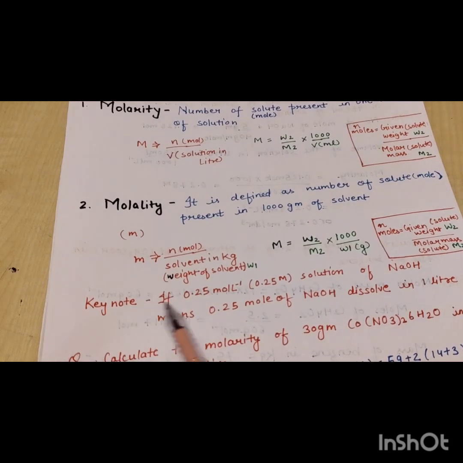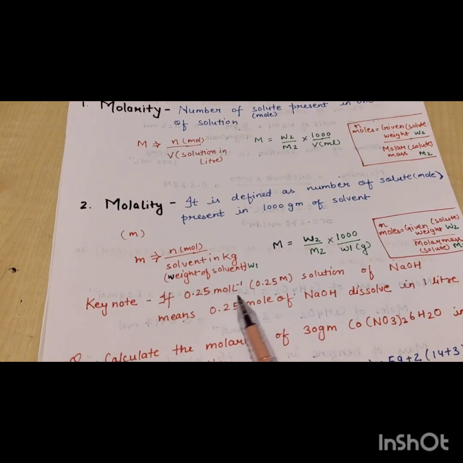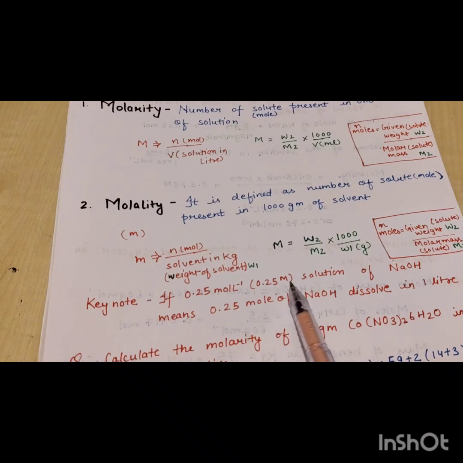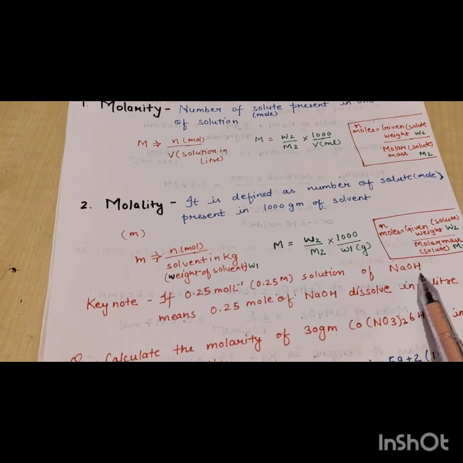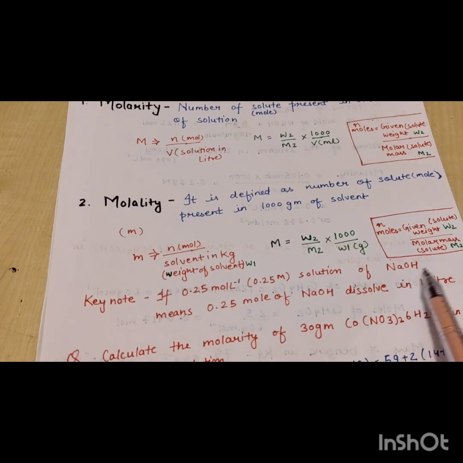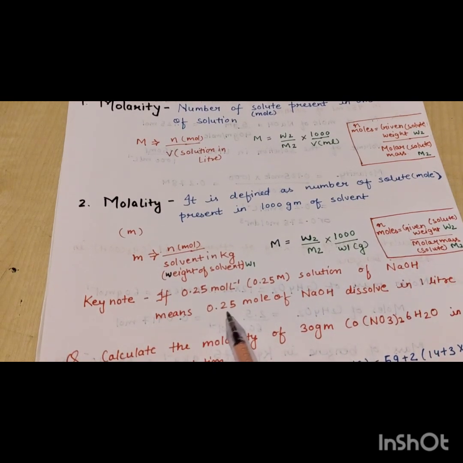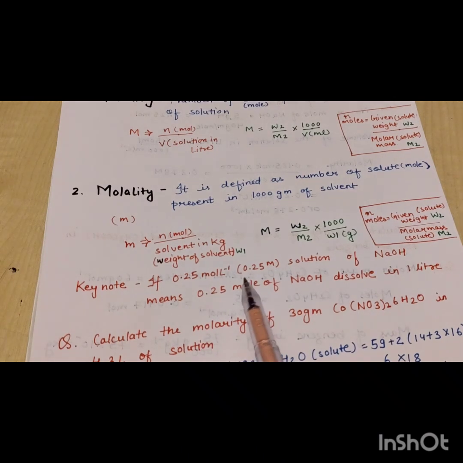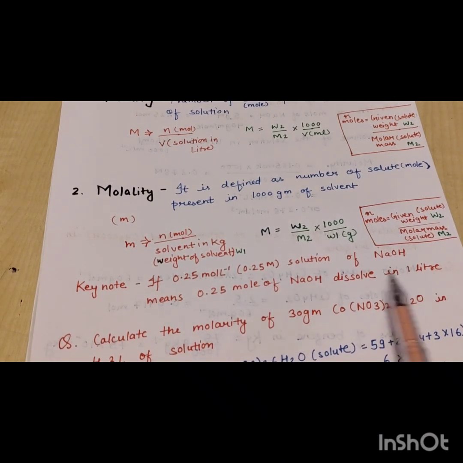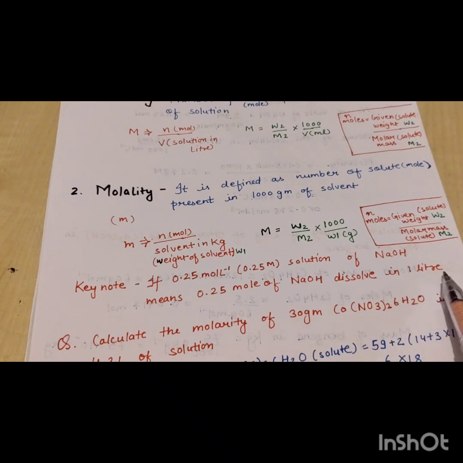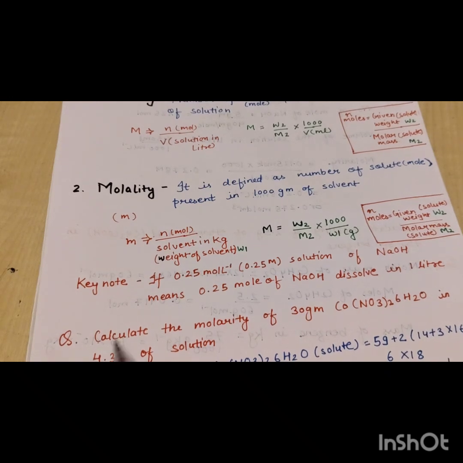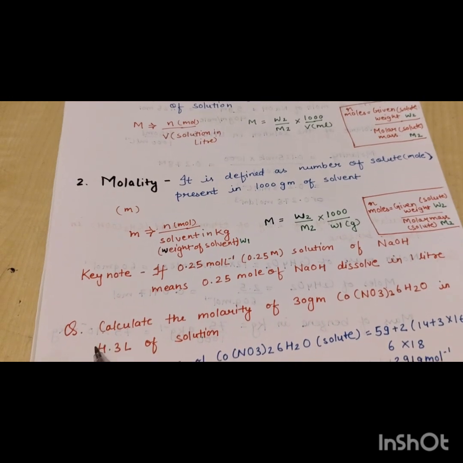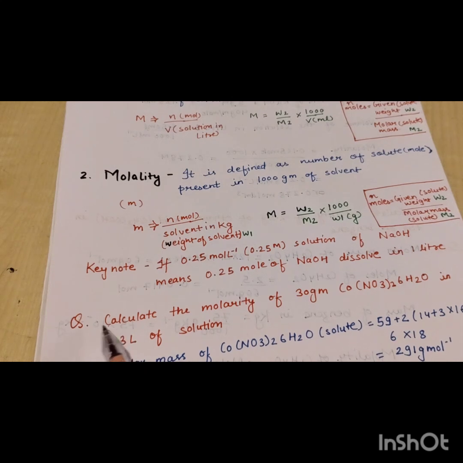Again, a key note: if it is a 0.25 molarity solution of NaOH, that means 0.25 mole of NaOH is dissolved per liter of solution, because it is given in molarity. Now we will solve some questions that might clear your concepts.